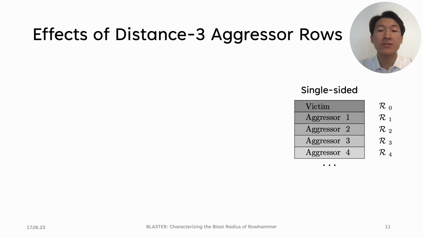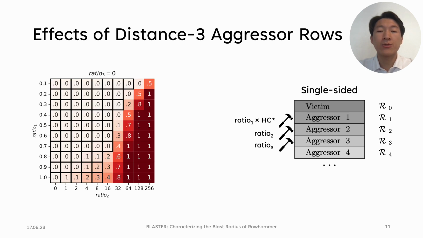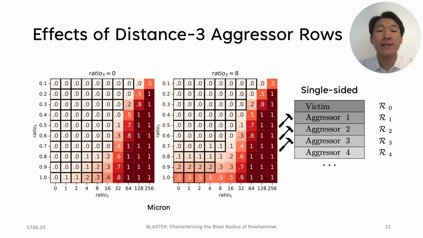Now, let's move on to the results of blaster patterns, including distance 3 aggressor rows. In these experiments, we not only activated distance 1 and distance 2 aggressors, but also included distance 3 aggressors. We used ratio 3 to measure the number of activations to aggressor R3 in each iteration. The heat map on the left corresponds to the half-double pattern, where ratio 3 is set to 0. This means that the distance 3 aggressor is not hammered, and only distance 1 and distance 2 aggressors are activated. On its right, we have the updated heat map that shows the result when distance 3 aggressors are activated 8 times in each iteration. Ratio 3 equals 8.